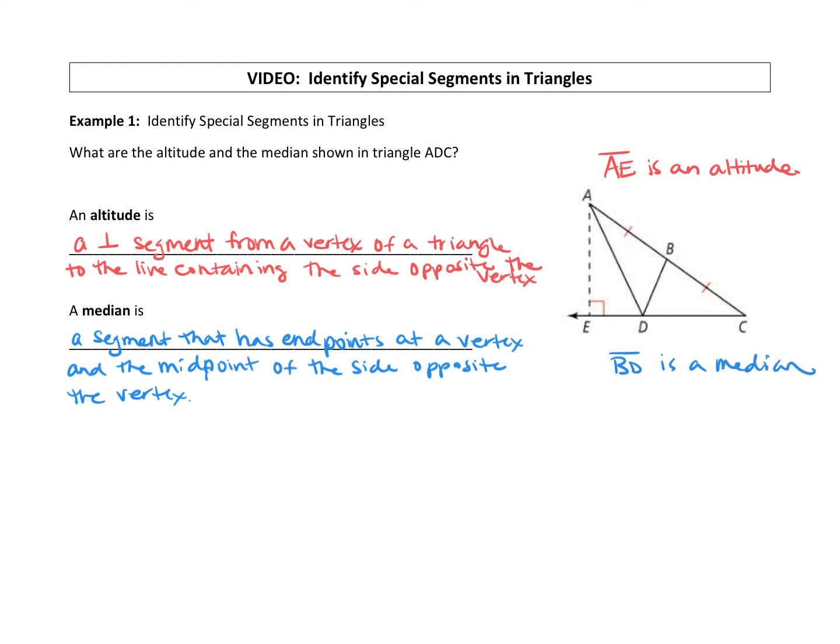Every triangle has 3 altitudes and 3 medians because an altitude comes out of a vertex, hits the opposite side or line containing the opposite side at a 90-degree angle, and a median comes out of a vertex and hits the opposite side at its midpoint.